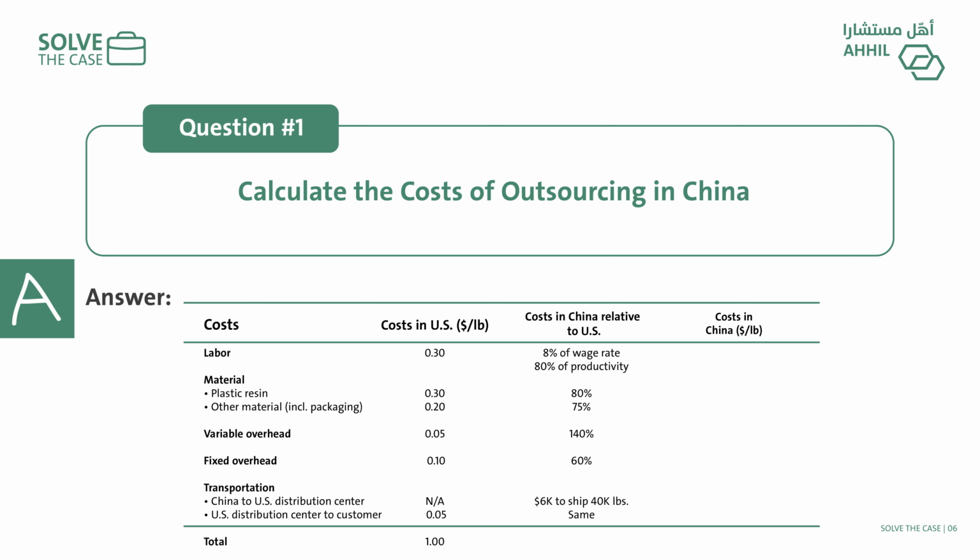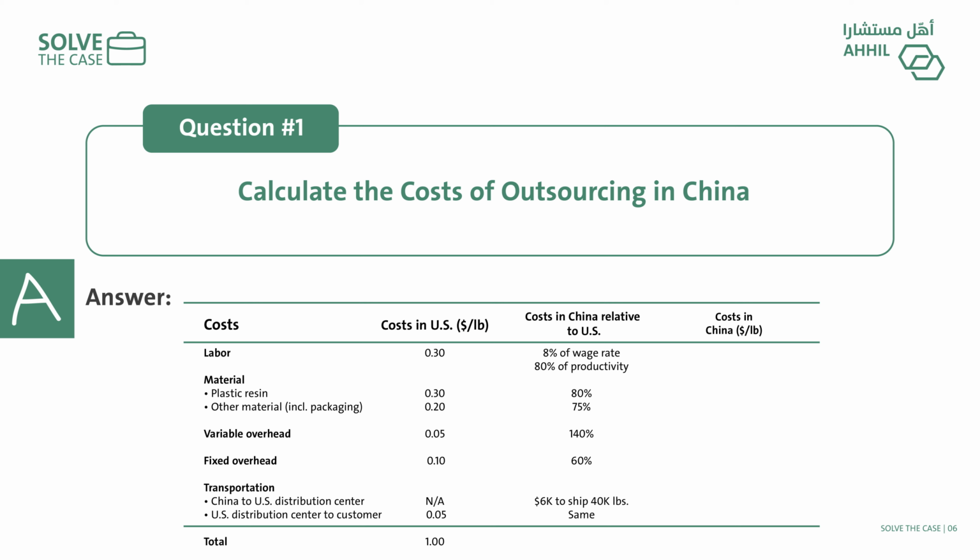Going into material, we can see that the costs are 30 cents for the plastic and for the other material it's 20 cents. So this one is very basic. You will just multiply 0.3 by the relative cost in China, which is 80%. So you will multiply 30 cents by 80%. For the other material, it's the same thing, which is 0.2 multiplied by 0.75.